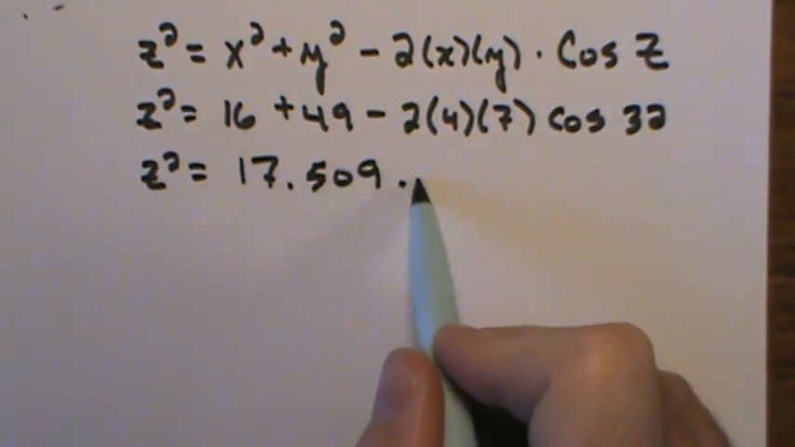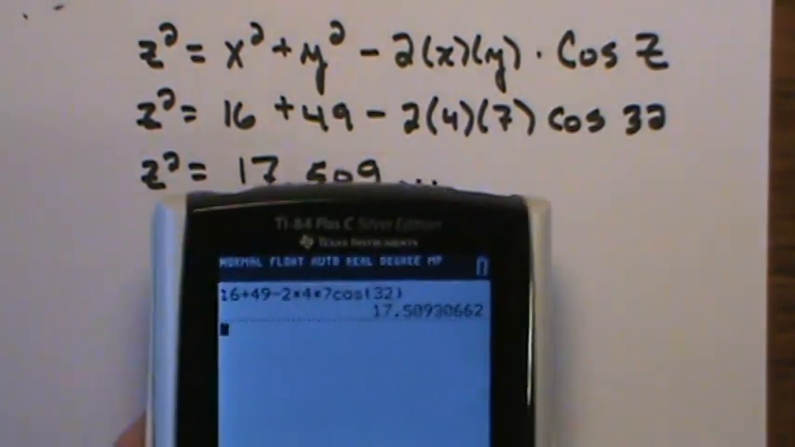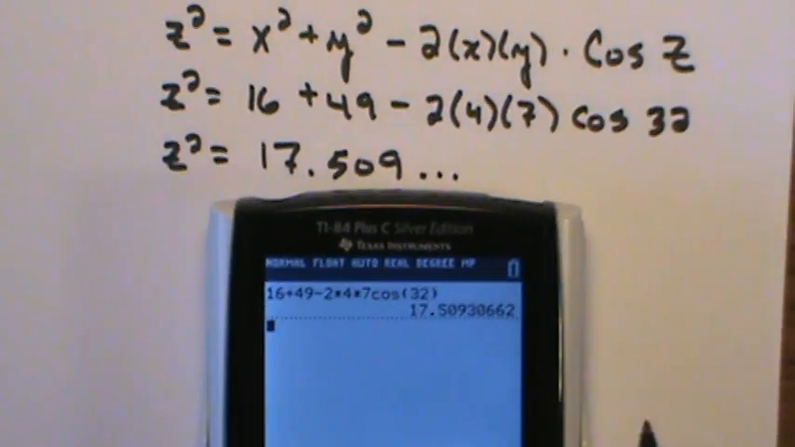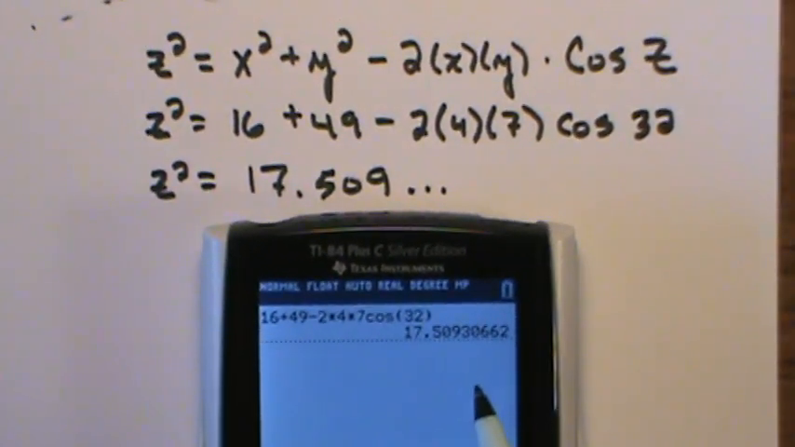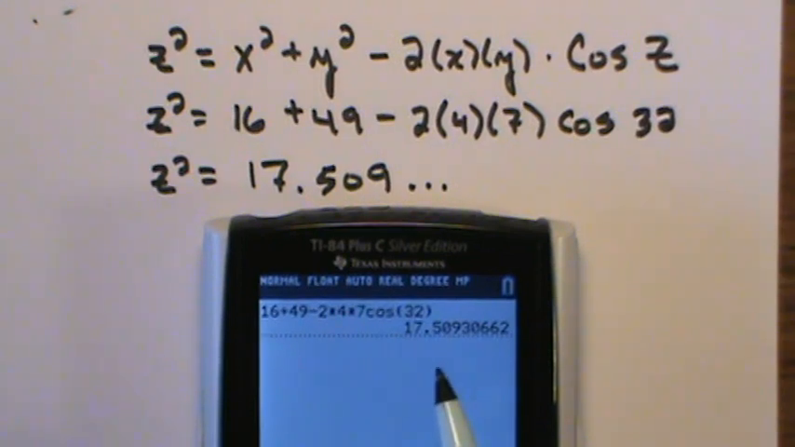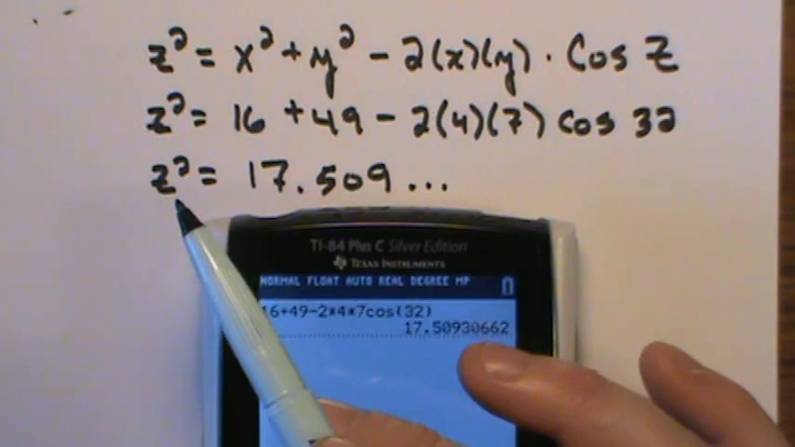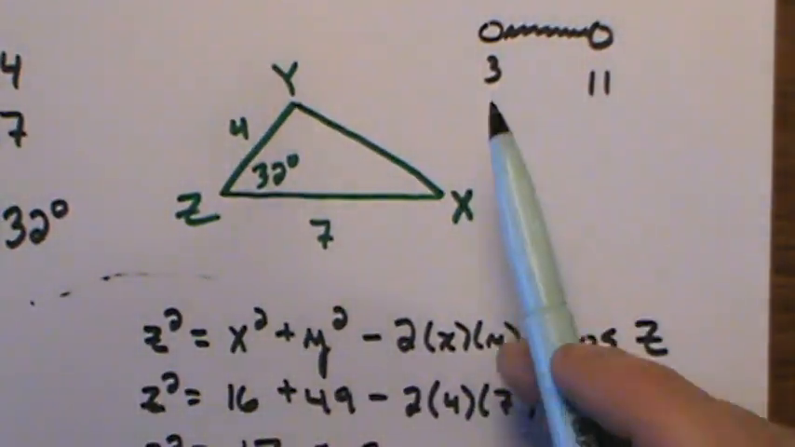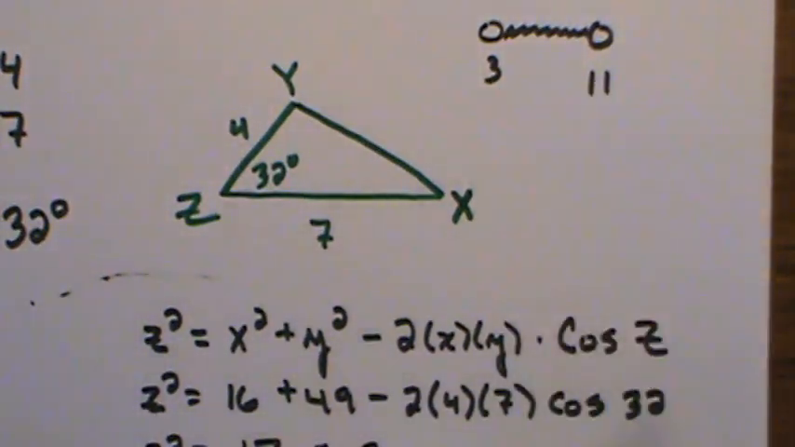17.509 dot dot dot. It goes on and on and on. And we've talked about keeping these long decimals in your calculator. You don't want decimal error. You don't want rounding error in your calculations. I'm not done yet because I needed an answer that fell between 3 and 11.